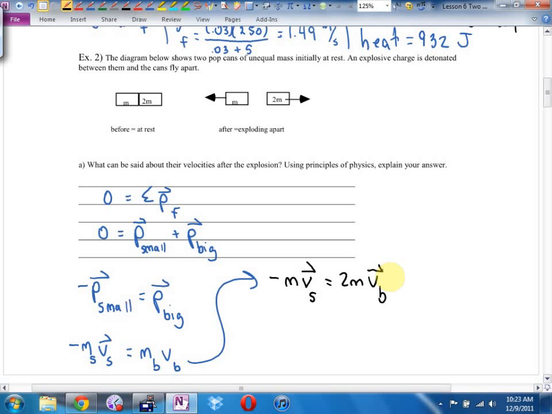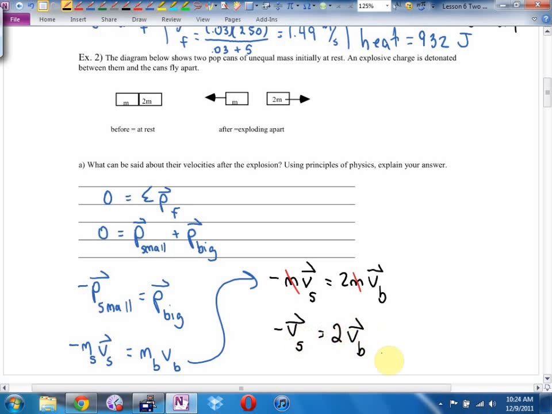Brett, what happens to the M's? They cancel. And in fact, you get this final answer. The negative small velocity is twice as big as the big velocity. What's the negative telling me? In the opposite direction. The small one is moving twice as fast as the big one. So we've actually done an algebraic proof of what you intuitively saw.